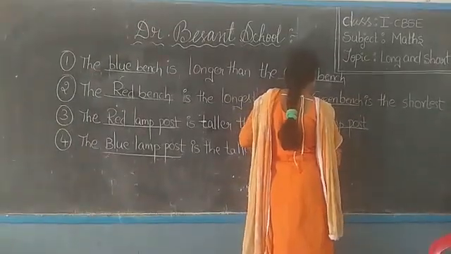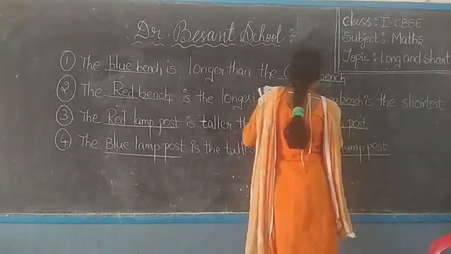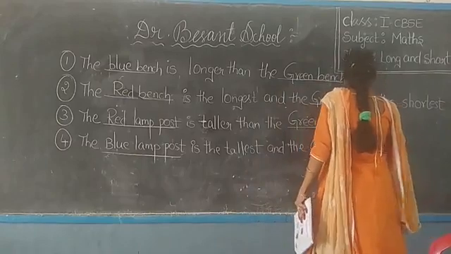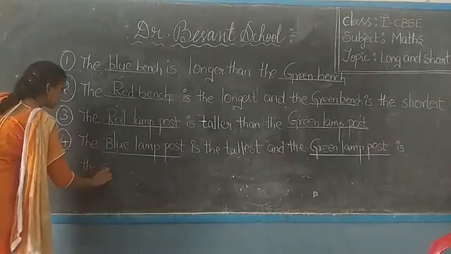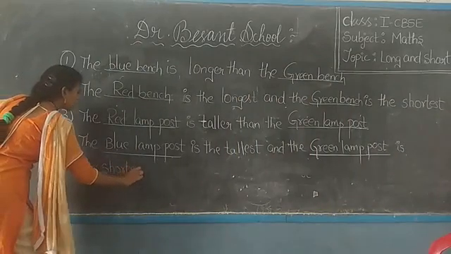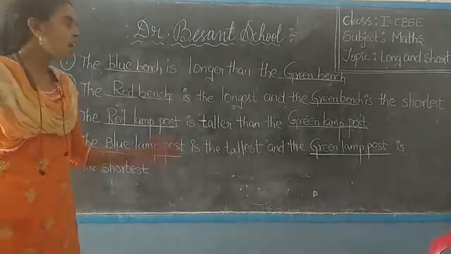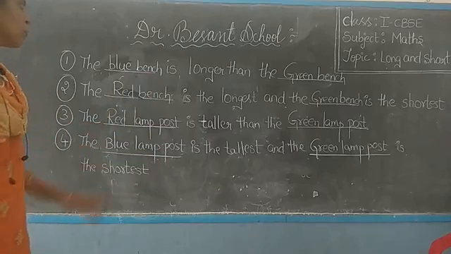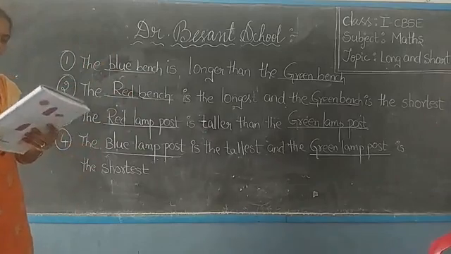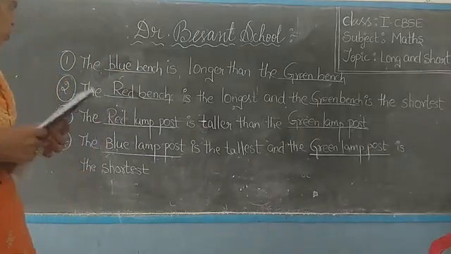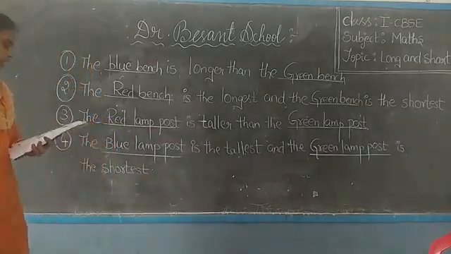Green lamp post is the shortest. So when we are comparing the height, we use the word taller, tall, tallest. When we are comparing the length, we are going to compare the benches here in the picture given. Am I clear? Yes, please do copy in your studio book without mistakes. Okay, children? So let us move on to the next concept.